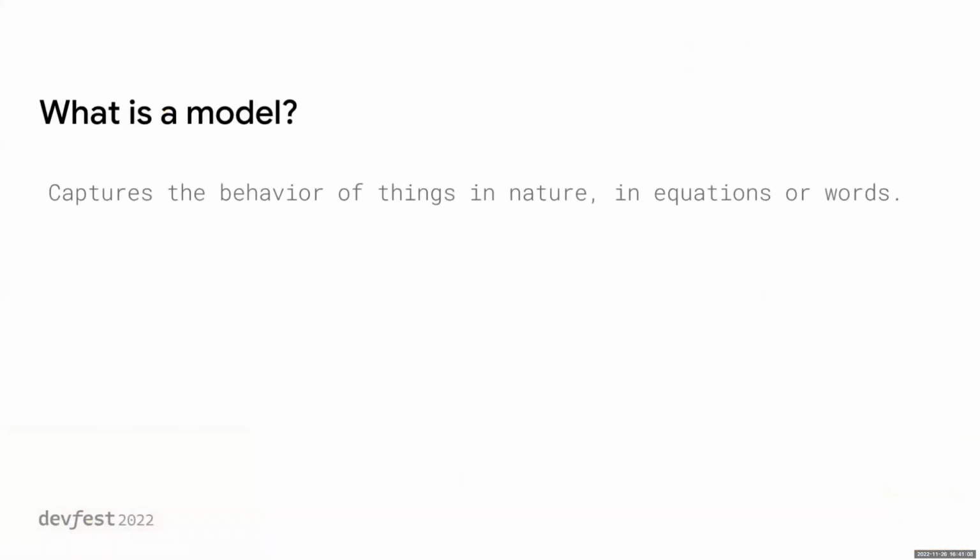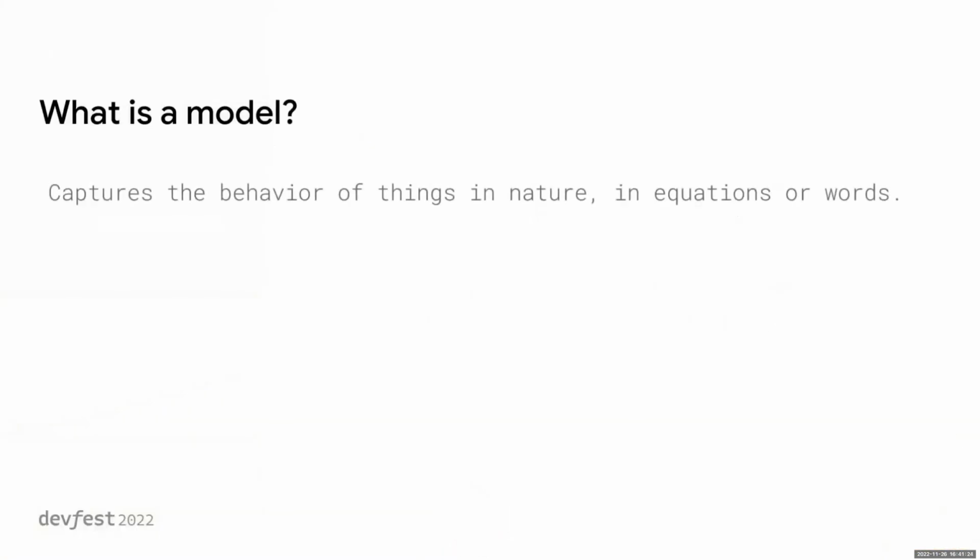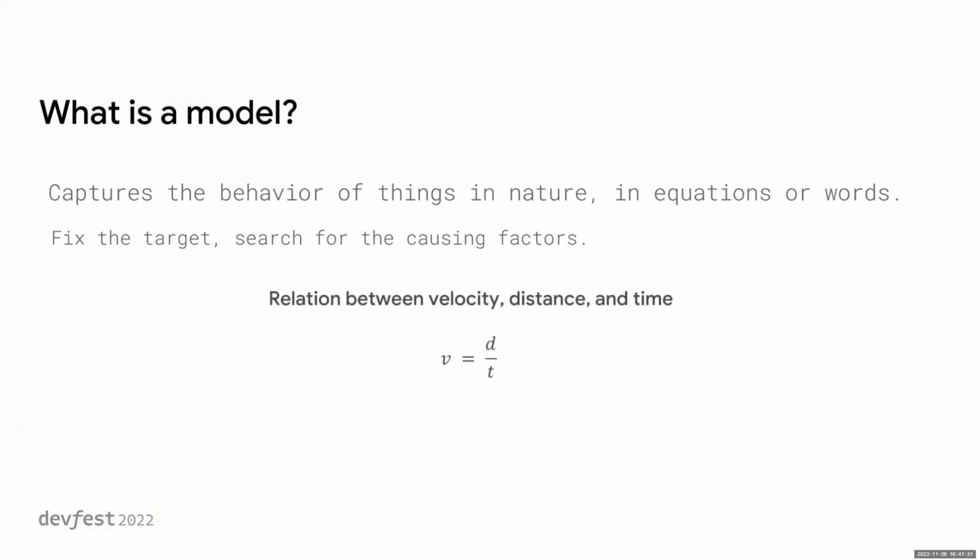So as I said, a model is an attempt to capture the behavior of things in nature, in equations, or in words. So what we do is that we fix a target. For example, Newton saw the apple that we hate that I put here. Maybe you can't see it. He saw it and he wanted to target the force. He wanted to know what affects the force, what made it fall down. And similarly, for example, velocity and distance and time, we fix the velocity, and then depending on its relation with other things, we can write an equation to represent that. And that is easy for easy systems.